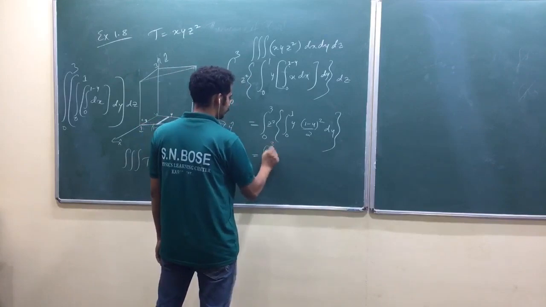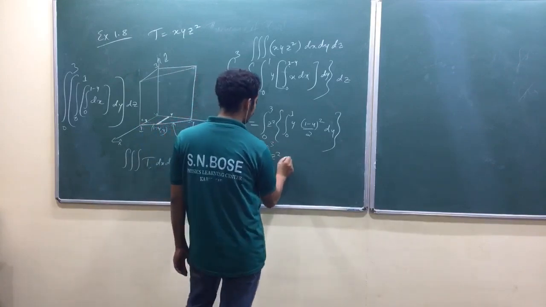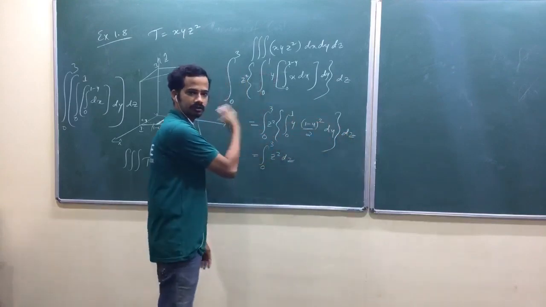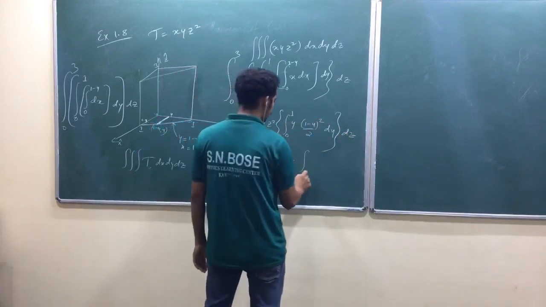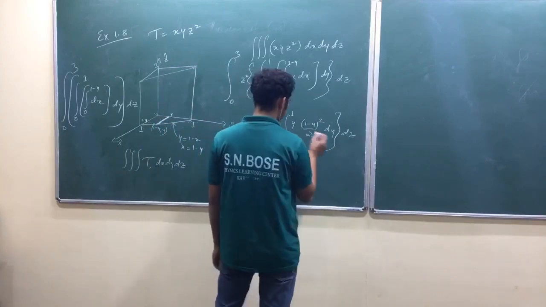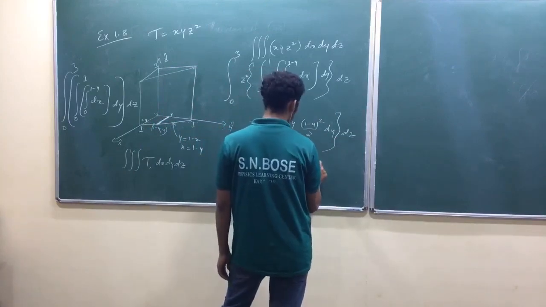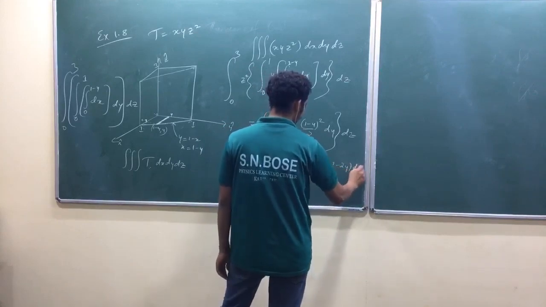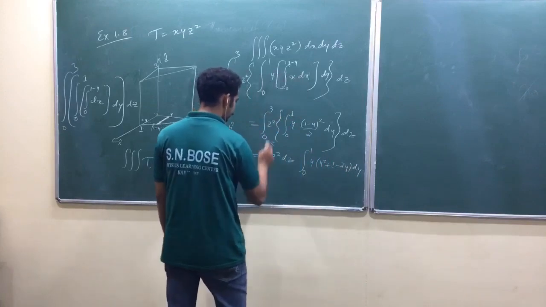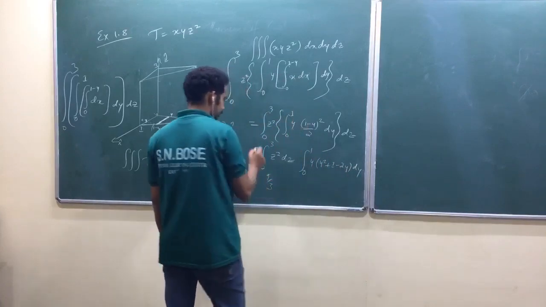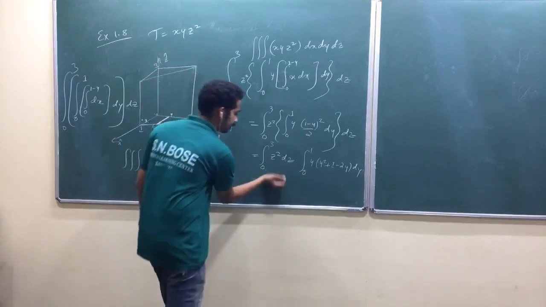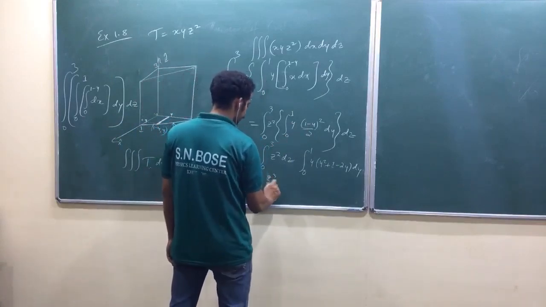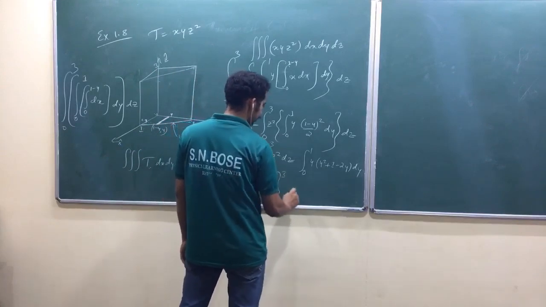Should I do this one? I can write z square dz, because when you find this one, you will get a constant that will come outside. Integral 0 to 1, y into y square plus 1 minus 2y dy, and z cube by 3, that is 9 by 3. Am I right? No, 27 by 3. Z cube by 3 running from 0 to 3.